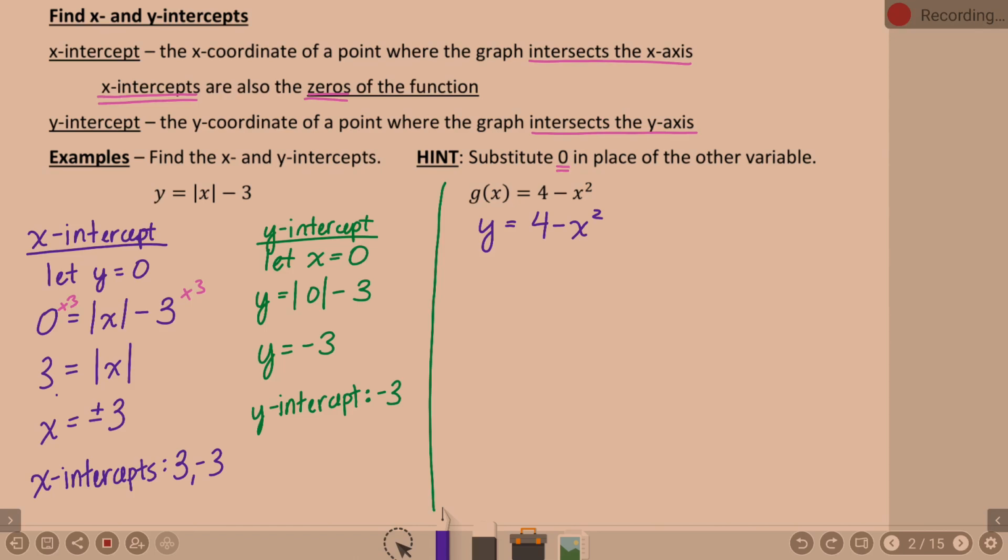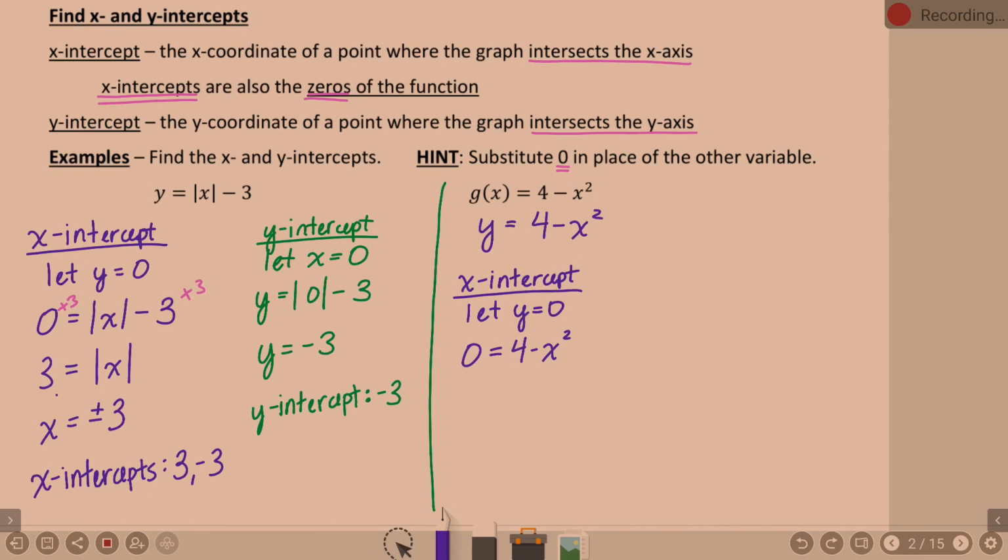Now, how am I going to find my x-intercept? Put 0 in for y. Okay? X-intercepts happen when y is 0. So I'm going to say let y equal 0. And again, I'm writing out extra stuff just as reminders, so when you look back at your notes, you'll be like, oh yeah, that's what we did here. Not that you have to write it all out, but 0 equals 4 minus x squared. So I put 0 in for y, got rid of y. Now I just have x.